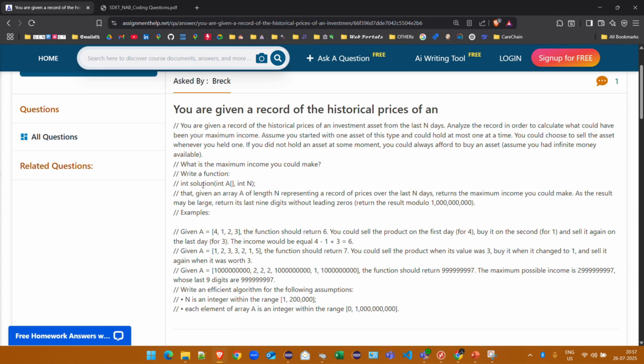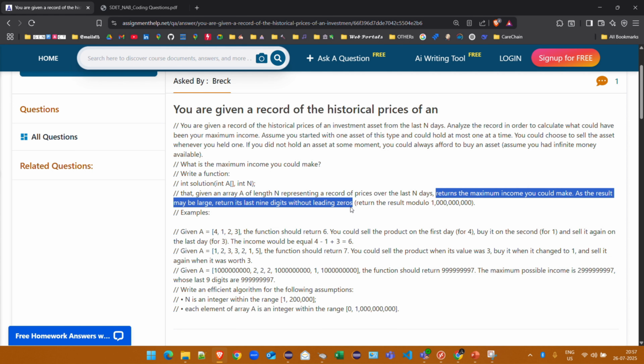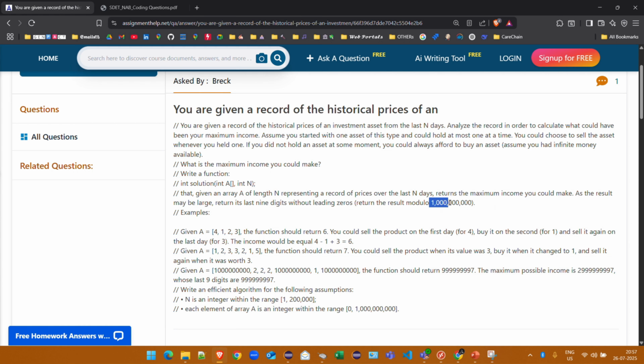Okay, write a function. The function would be something like int solution, where an integer array a would be given, and n. Let's see what a and n are. The given array a of length n representing the prices, so n is just the size of the array, and a is the array. We'll just pass the array itself. We can extract the size of the array directly from here. But let us see what it returns: the maximum income you could make. As a result, it may be large, so return its last 9 digits without leading zeros. Getting it? That means we would have to get the last 9 digits in case the amount or the profit is more than 9 digits.